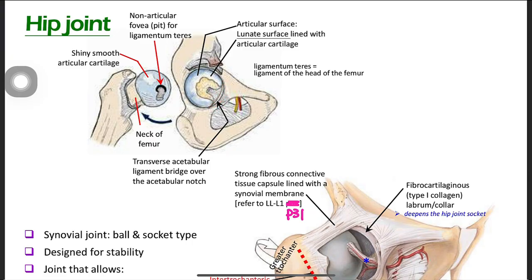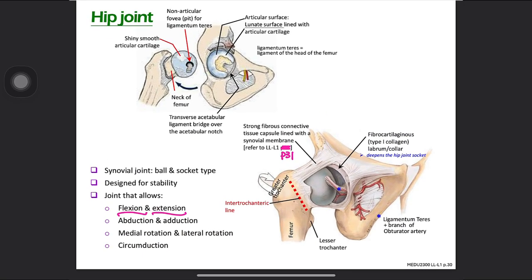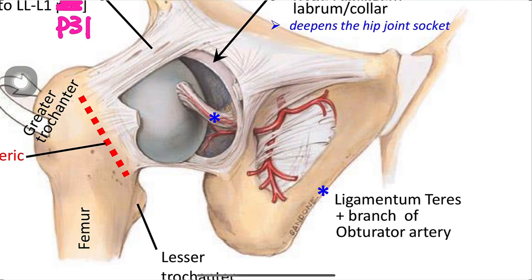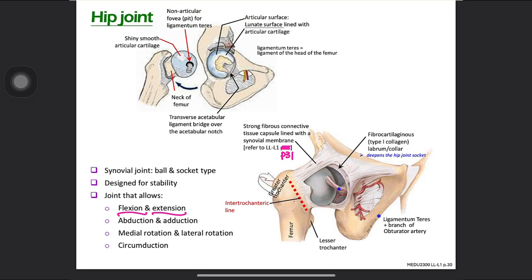And also we have a non-articular pit here, we call it the fovea. And this fovea is for the ligamentum teres. This ligamentum teres was once upon a time a small vessel, right? But when we are getting old, it changes. Inside the ligamentum teres is a branch of the obturator artery. Usually it's not of major significance, okay?